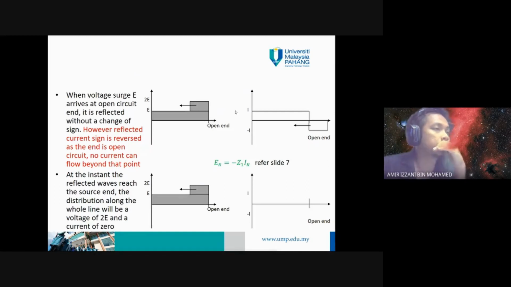So this is how we imagine how the wave moves. Originally this is the source. This is the end, the open end, and the original voltage is E here. So the wave will travel from the source to the open end. Because it is an open end, the wave will be double here, so it will be reflected back, and the height here is 2E.